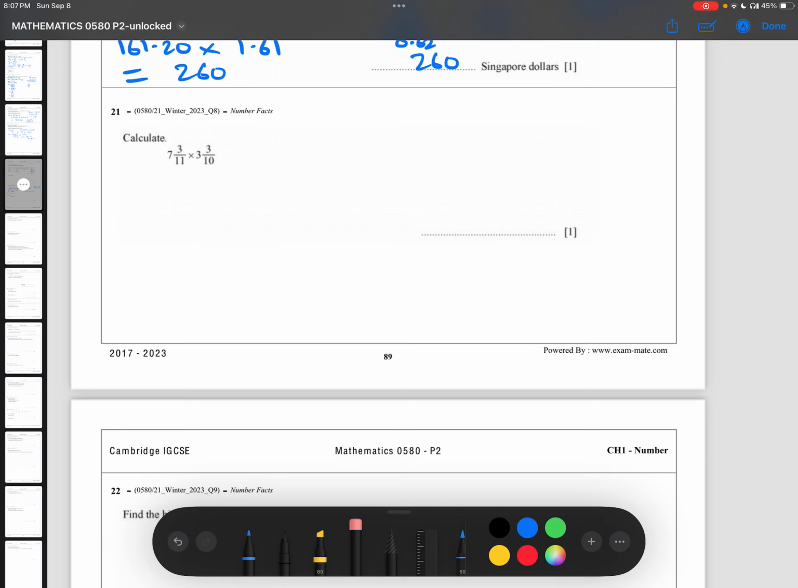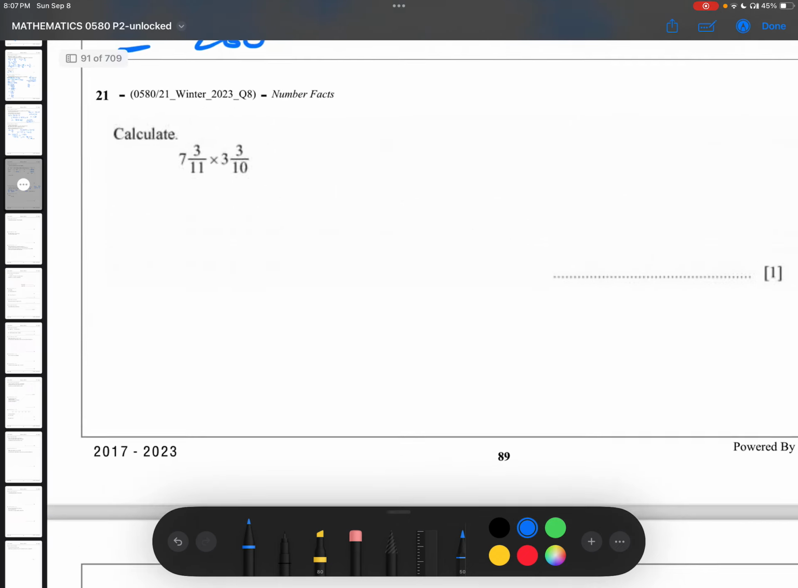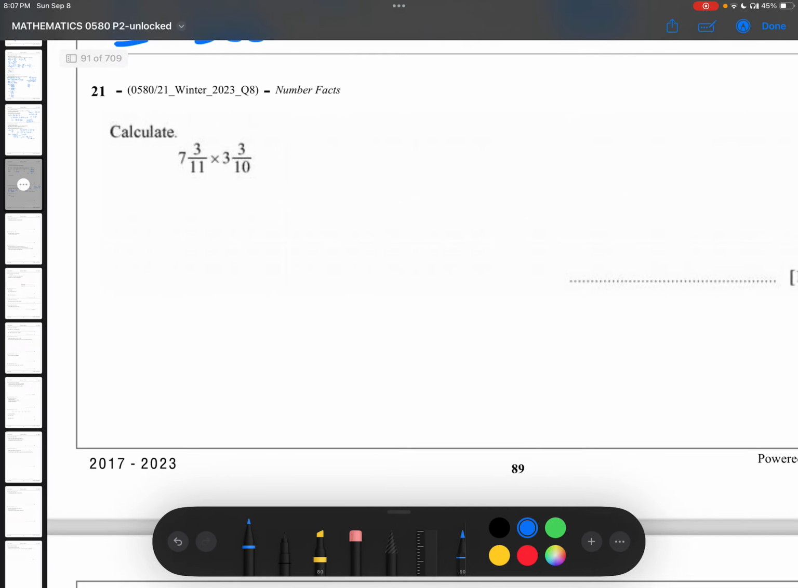We will be doing question number 21 to 40. So in question 21, it says calculate 7 whole 3 upon 11 multiplied by 3 whole 3 upon 10. So this is a very easy question. All we have to do is multiply these two fractions.